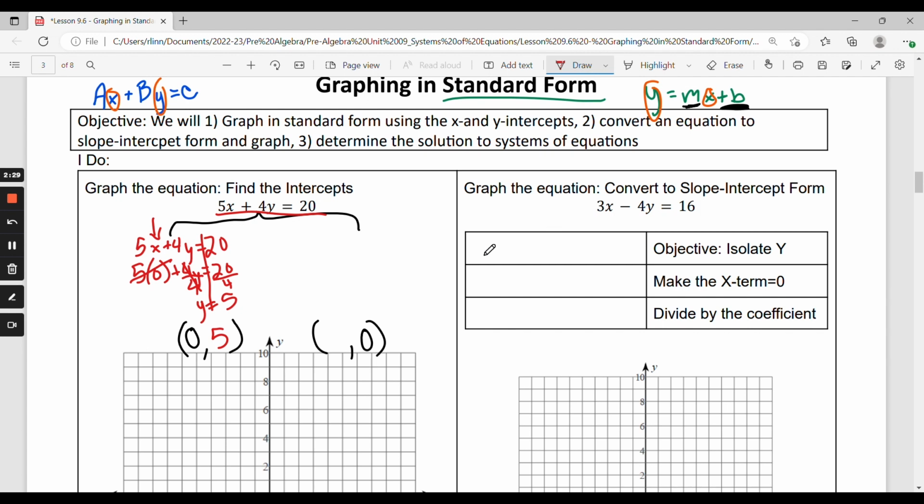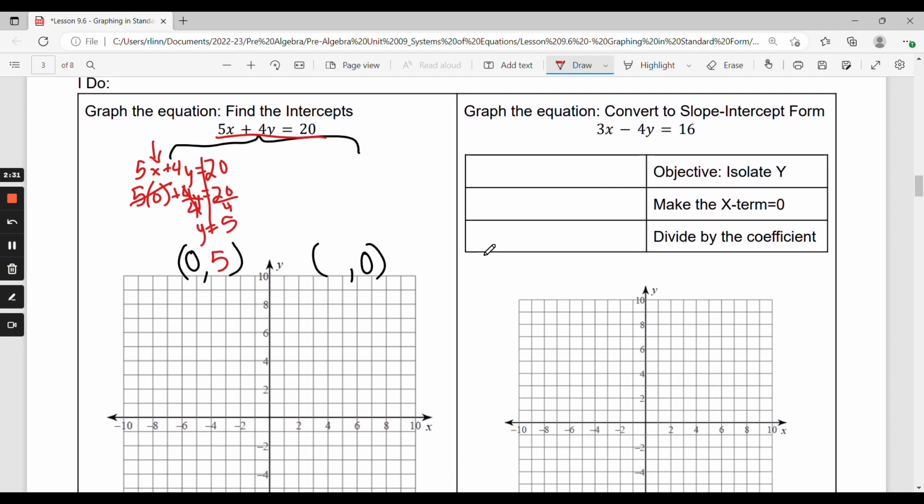Now I can plot this point on my graph: 0 and then up to 5. And that's my first point. I know that this is a linear equation because I have no exponents here. So I know that I'm going to have a straight line, which means I just need one other point. My other point is going to be along the x-axis, and I know that because my y value is going to be 0. So I'm not going to go up or down at all from that y-axis.